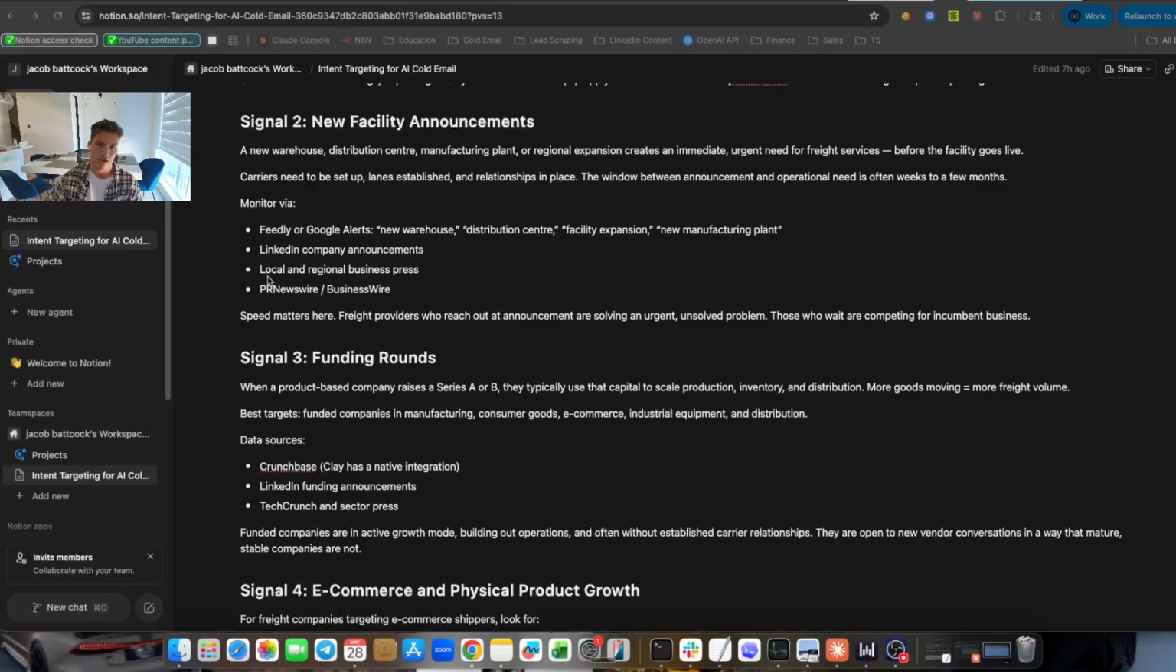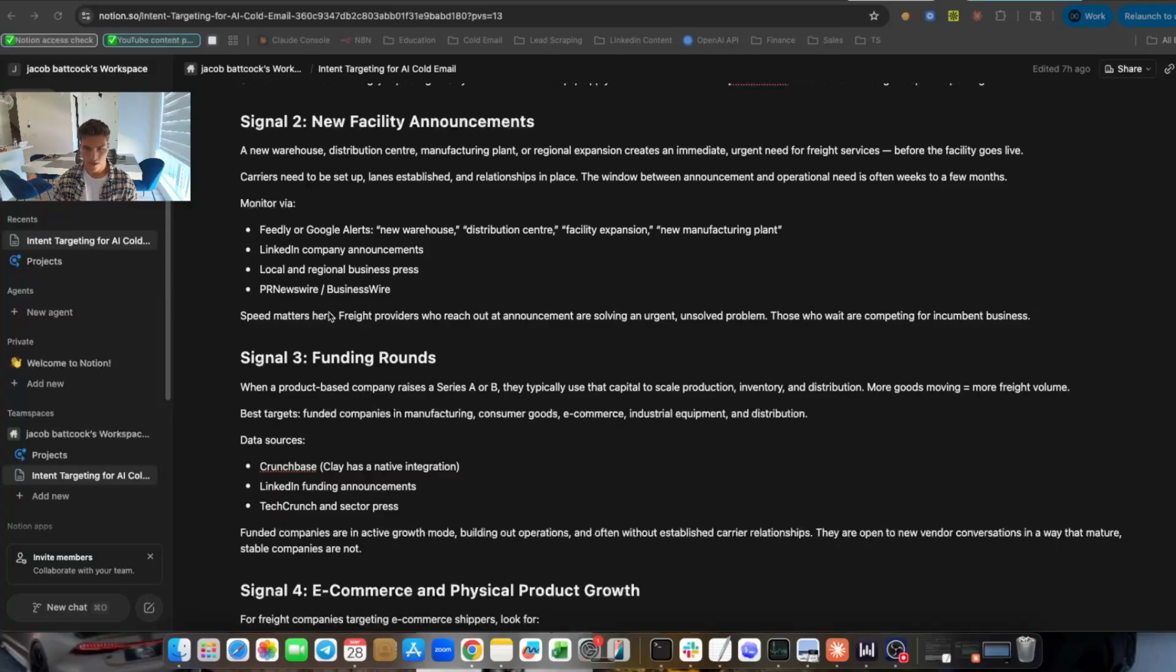Local and regional business press, of course, is a little bit less useful in terms of intent targeting if it's not going to be on the internet, but let's assume in this case they are. Also have PR Newswire or Business Wire. So the reality here is that speed is what matters the most. Any kind of logistics or freight provider who can reach out to one of these companies immediately at announcement is solving an urgent problem that they only really just came across.